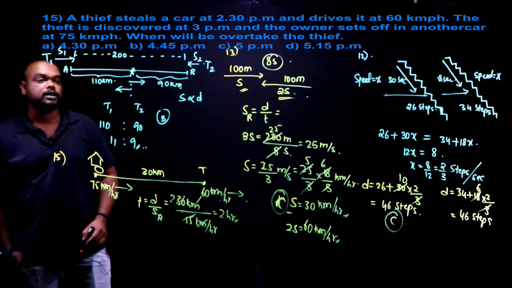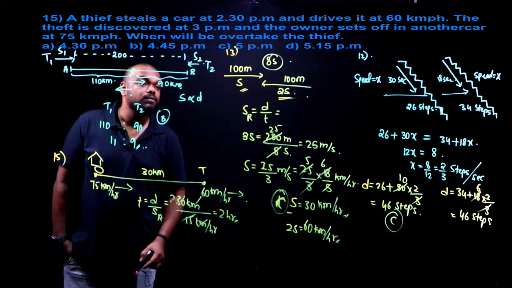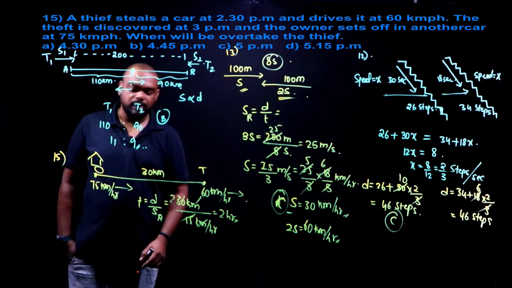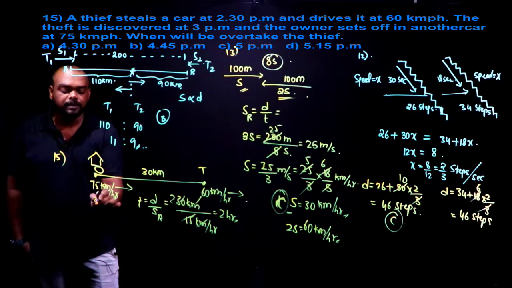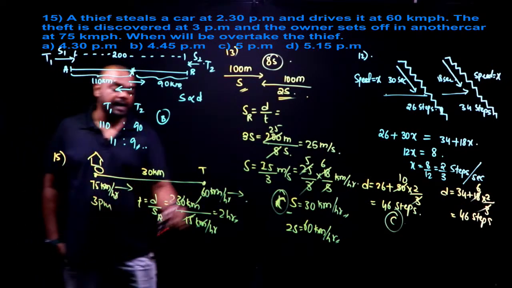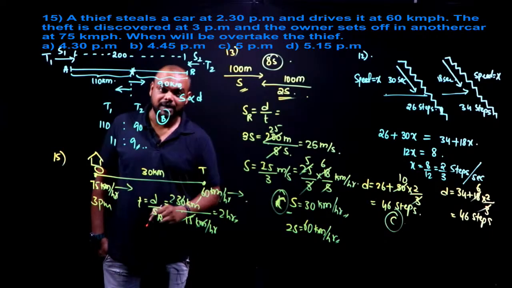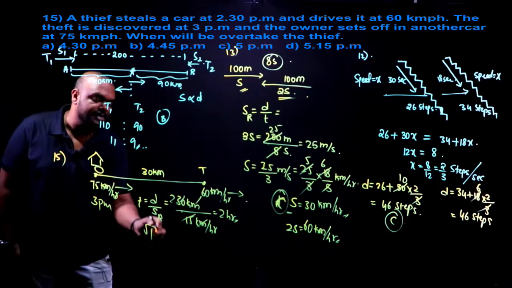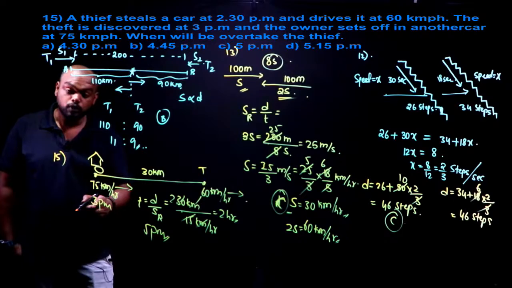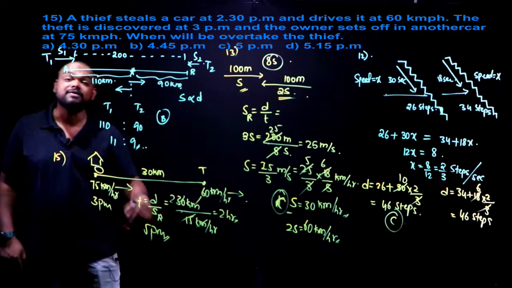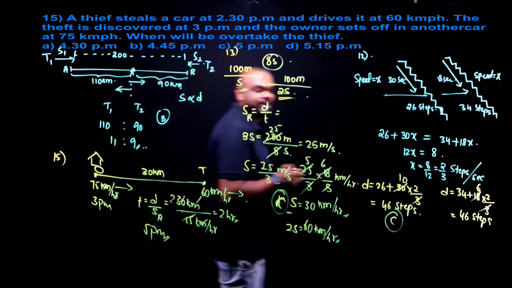Okay, can you show me the question? What is it? When will he overtake the thief? So he started at exactly 3 p.m., guys, and he needed 2 hours to catch the thief. It means he will catch the thief at exactly 5 p.m. From 3 p.m. he needed 2 hours. And that must be my answer, guys.